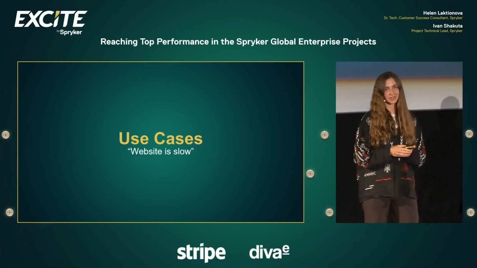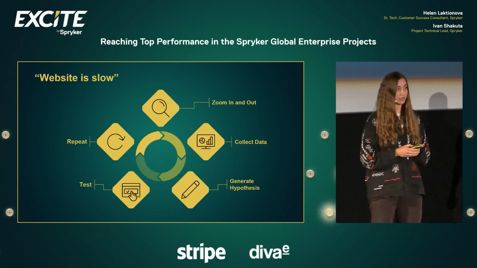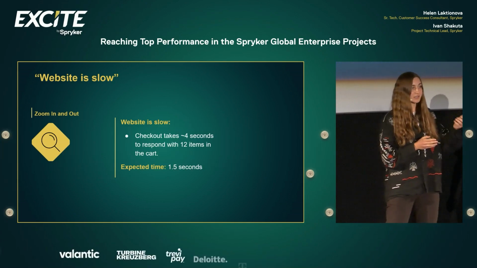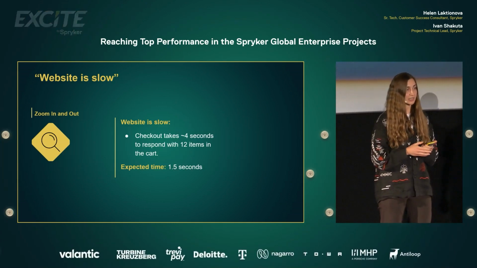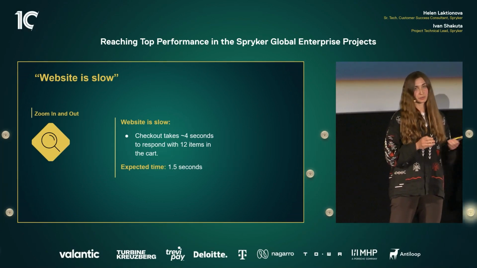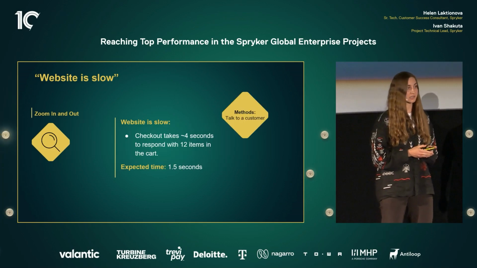So I had a customer that came to me with this specific request. Of course, we were trying to use our framework. First, zoom in: what does "the website is slow" mean? In this specific case, the checkout was taking 4 seconds to respond with 12 items in the cart, but the expected behavior was 1.5 seconds, and everything else was actually quite good, so not everything is slow.